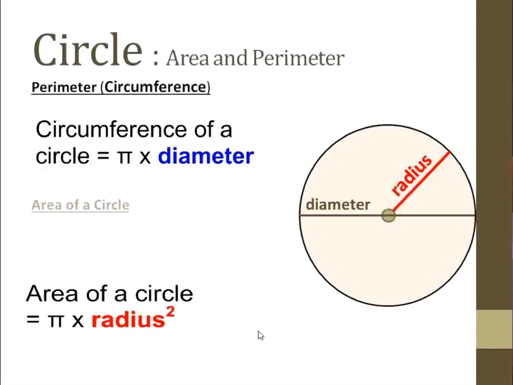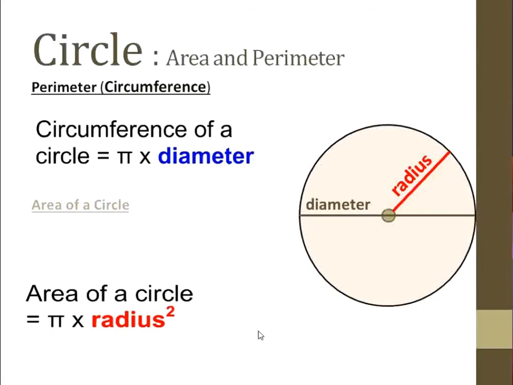Right? If we're not given the diameter and we are given the radius, we just have to multiply the radius by 2 first, then we multiply by pi. Simple, right? Then, when we are calculating the area of a circle, we are first supposed to be multiplying the radius by itself, then we multiply by pi. So the area of a circle is pi multiplied by the radius squared.